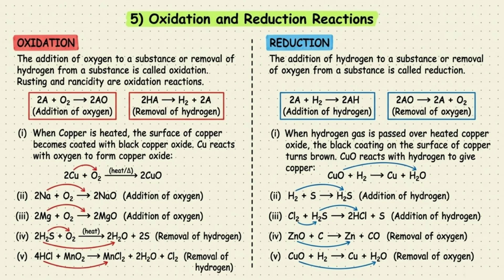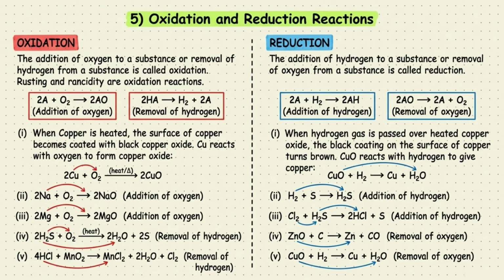4. 2H2S plus O2 heated yields 2H2O plus 2S. Here, hydrogen is removed from the sulfur. 5. 4HCl plus MnO2 yields MnCl2 plus 2H2O plus Cl2. Here, hydrogen is removed from the chlorine. Reduction is the exact literal opposite. Reduction is the addition of hydrogen to a substance or the removal of oxygen from a substance. Here are 5 examples of reduction playing out.